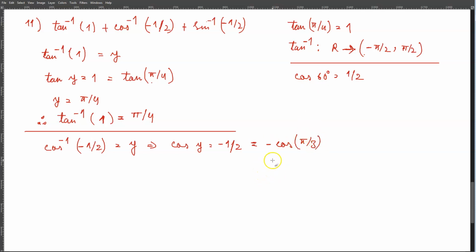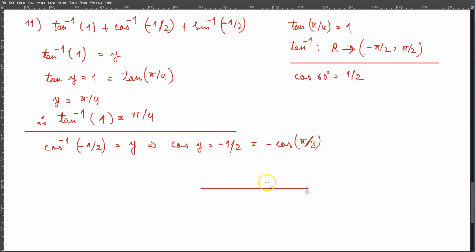Now I need to find some angle for which the cos is negative cos of pi by 3.